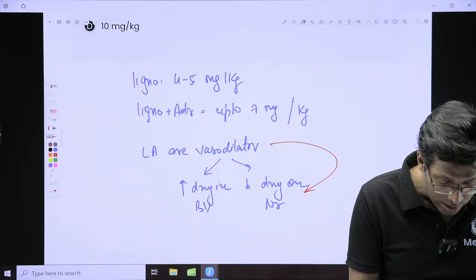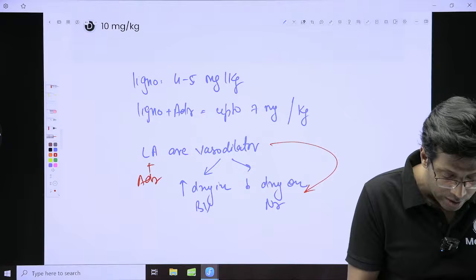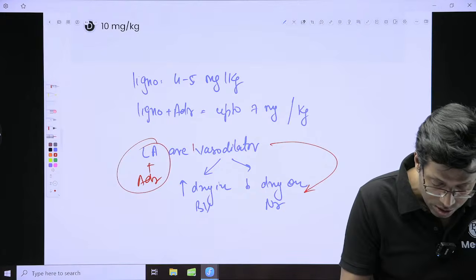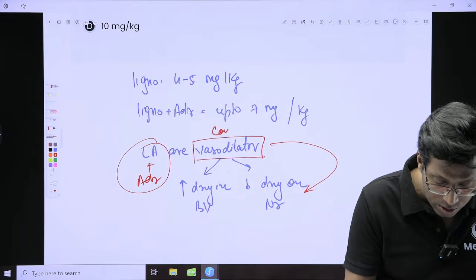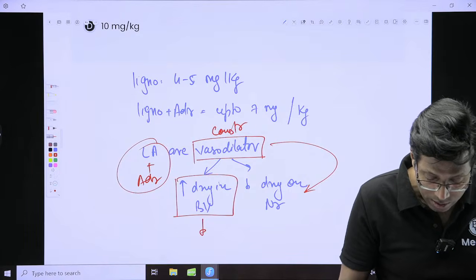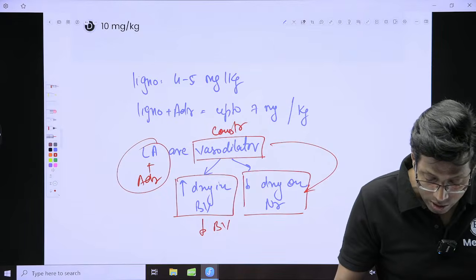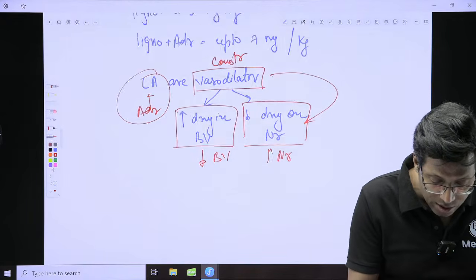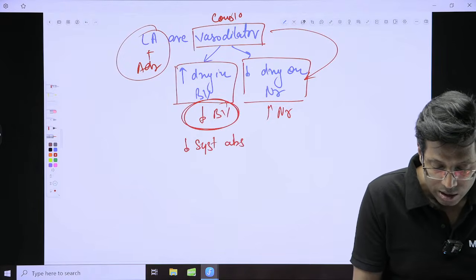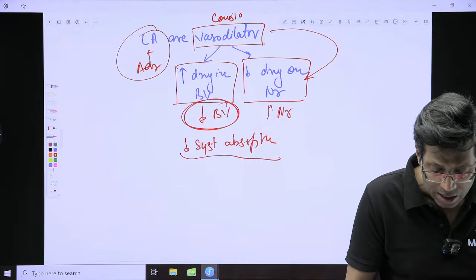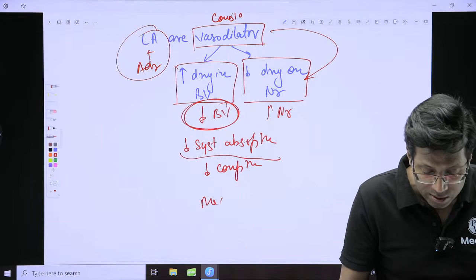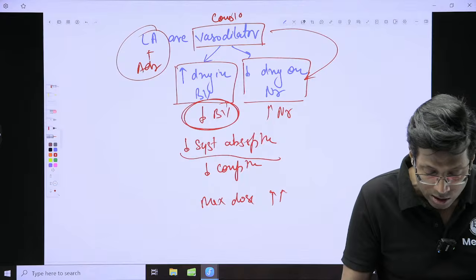But if I use lignocaine plus adrenaline, what will it do? It is going to cause vasoconstriction. So because of vasoconstriction, this vasodilation becomes constriction. Because of vasoconstriction, I am going to get less drug in the blood vessel, and I am going to get more drug on the nerve. So if I am going to get less drug in the blood vessel, it means less systemic absorption of the drug. If there is less systemic absorption of the drug, means less complications in the patient. If it is less complications in the patient, it means the maximum dose can be more than otherwise.